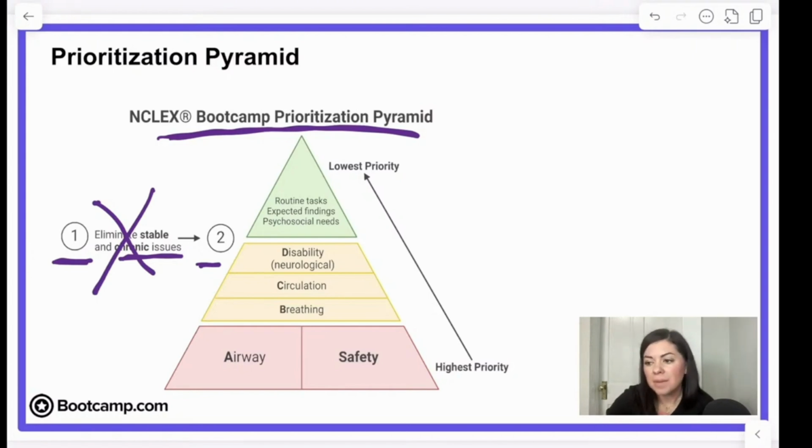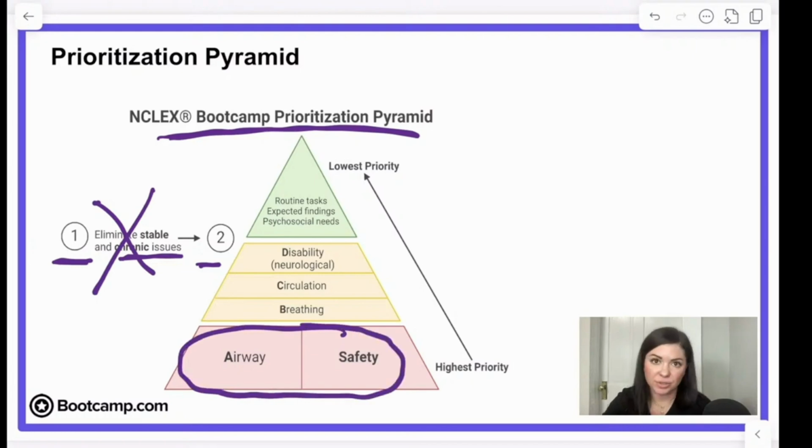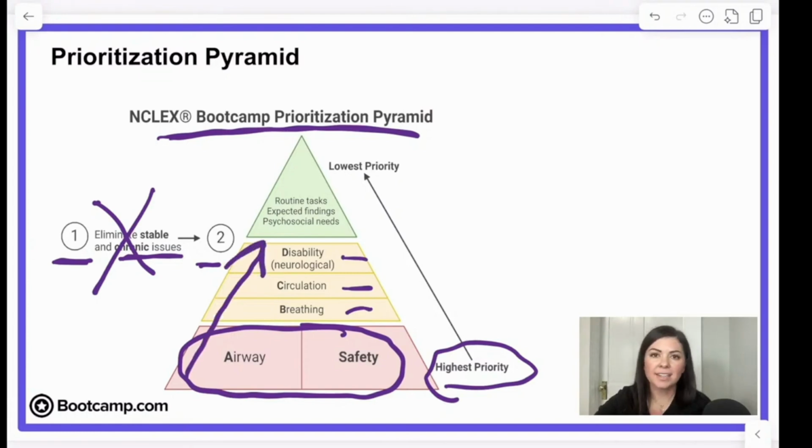The bottom, in bright red to get your attention, are the issues that typically require immediate intervention. Those are going to be airway and safety issues. Any type of acute airway or safety issue is usually our highest priority that needs immediate intervention. It is followed by breathing, circulation, and disability. Disability is just another way to say neurological, so altered mental status, stroke, that type of thing. So we can do our A, B, C, Ds, and once again, safety and airway are both very high priorities.